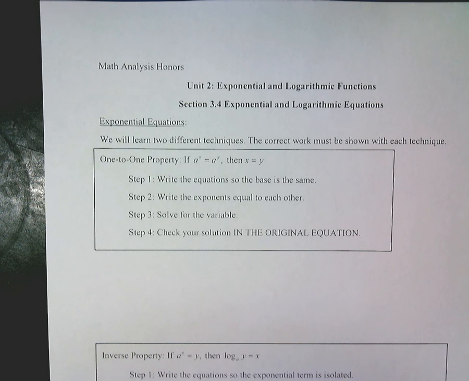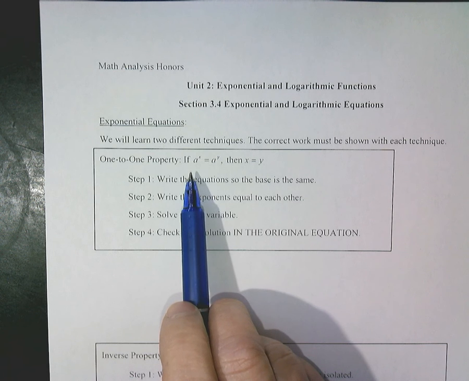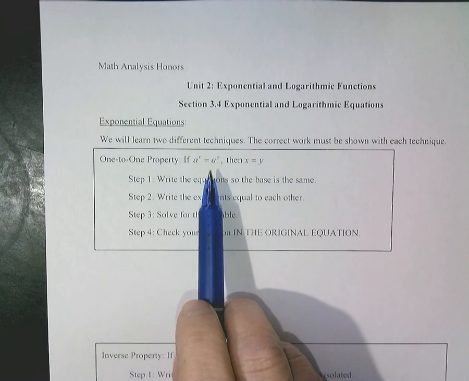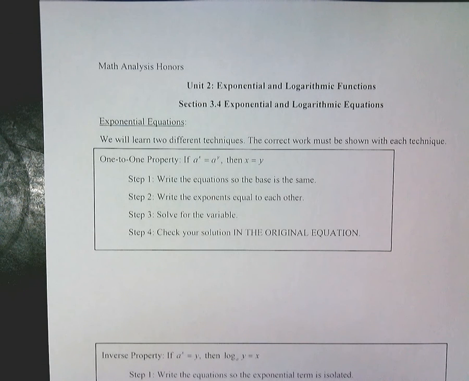The first one we're going to talk about in exponential equations is the one-to-one property. This is a technique that's been around for a long time. Books had kind of gone away from it, and now they're back to using it. I'll show you a couple examples. You can use a one-to-one property if the bases are the same. So this is a to the x equals a to the y, then x equals y. Seems very simple. The problems can get more complicated.